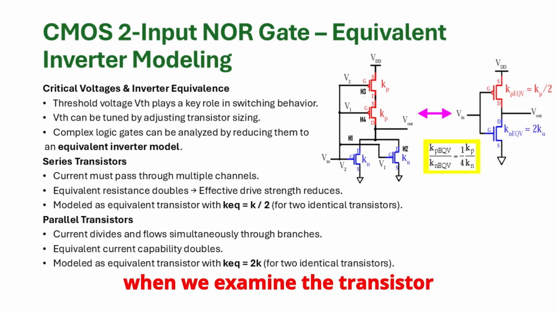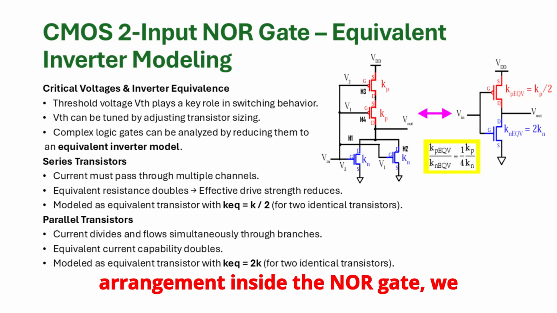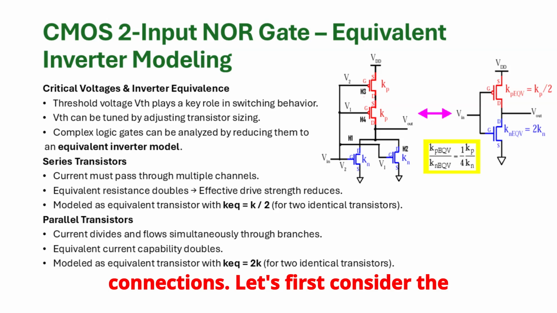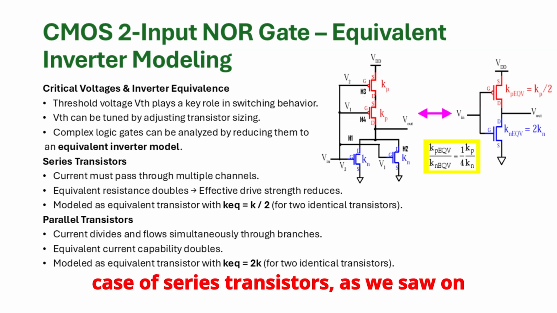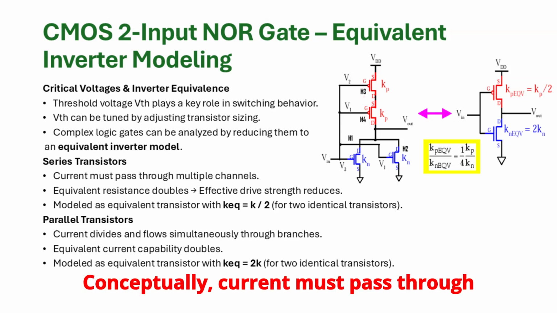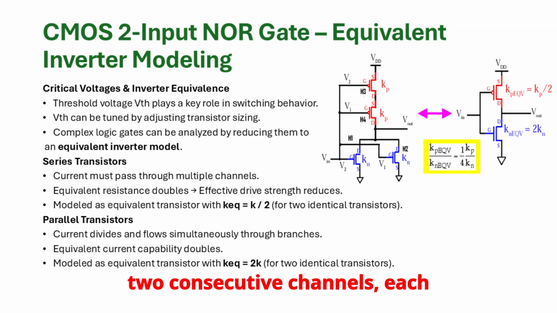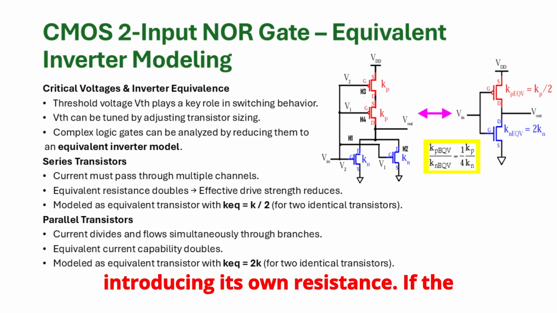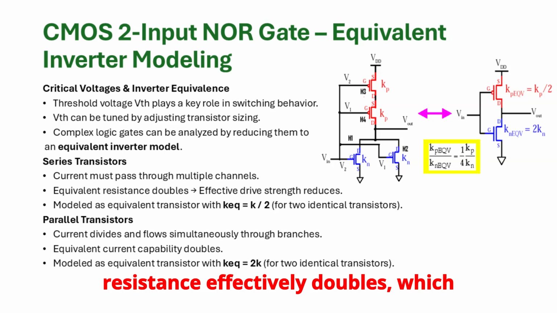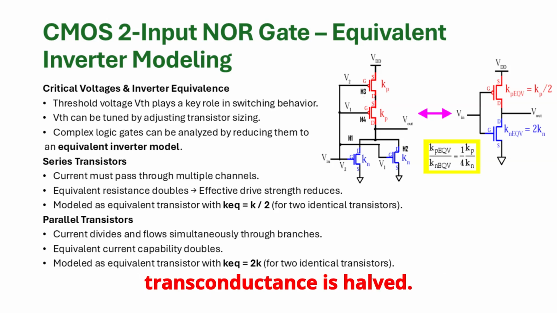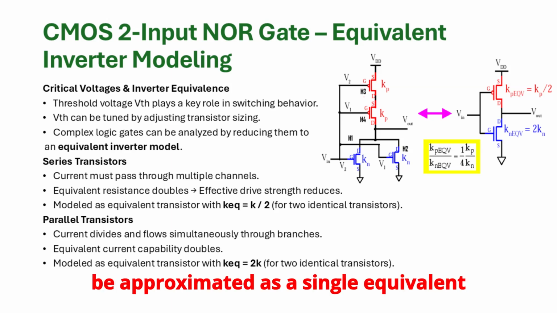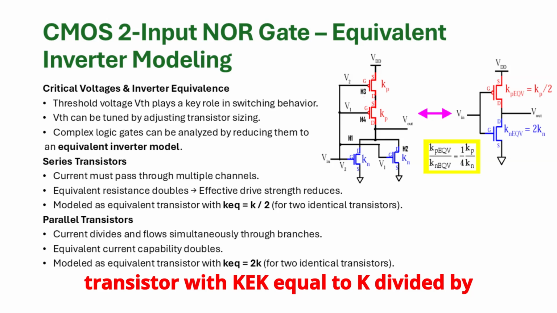Now, when we examine the transistor arrangement inside the NOR gate, we encounter two distinct configurations: series connections and parallel connections. Let's first consider the case of series transistors, as we saw on the PMOS side of the NOR pull-up. Conceptually, current must pass through two consecutive channels, each introducing its own resistance. If the transistors are identical, the net resistance effectively doubles, which means the drive capability or transconductance is halved. Therefore, two transistors in series can be approximated as a single equivalent transistor with K equal to K divided by 2.